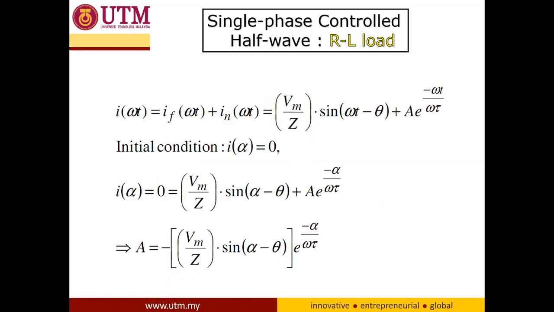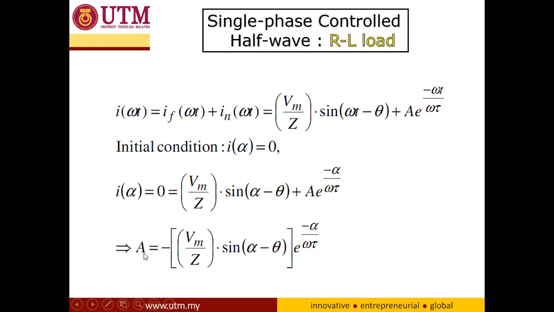So actually, this is how we derive the current, which is the nonlinear equation of the current. As you can see, we have two parts you need to derive: the current due to the forced response, and the current due to the natural response. Then you have this equation, and this A here is a constant. To obtain this A value, we set the initial condition like this: we substitute omega t equal to alpha and set the output to 0.